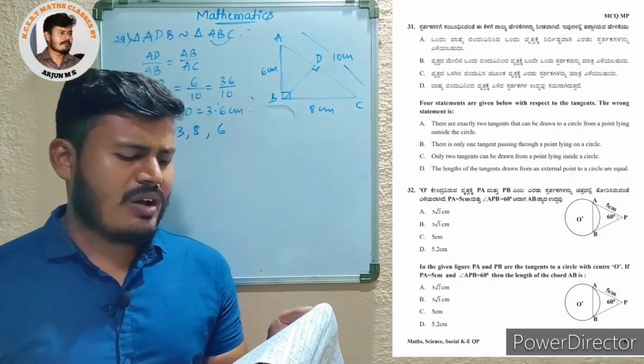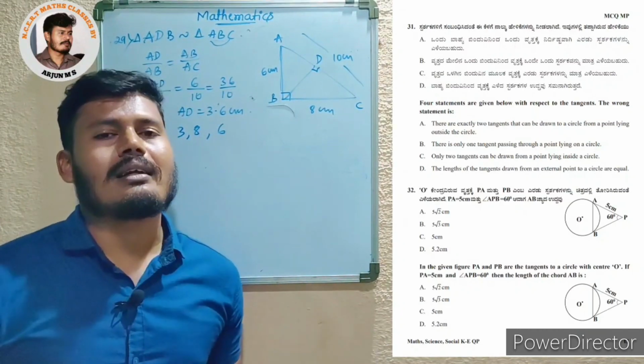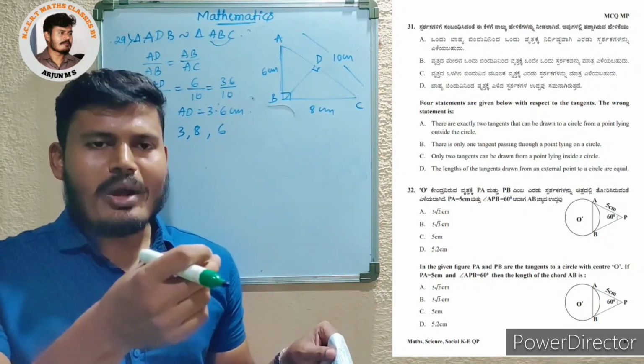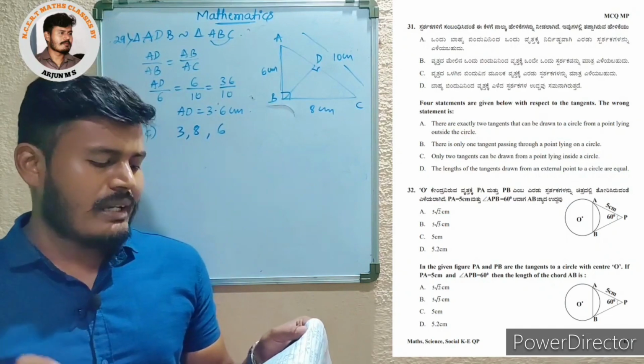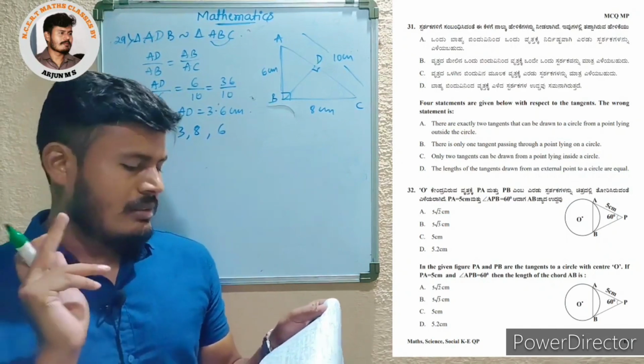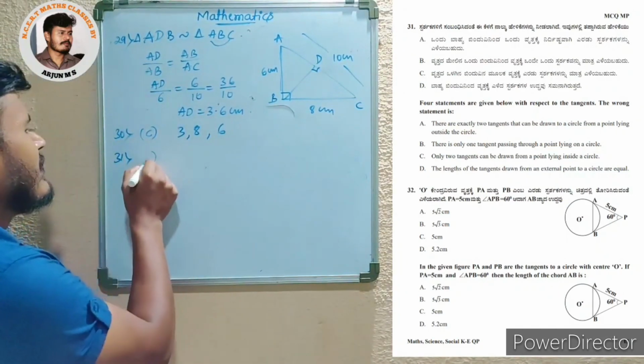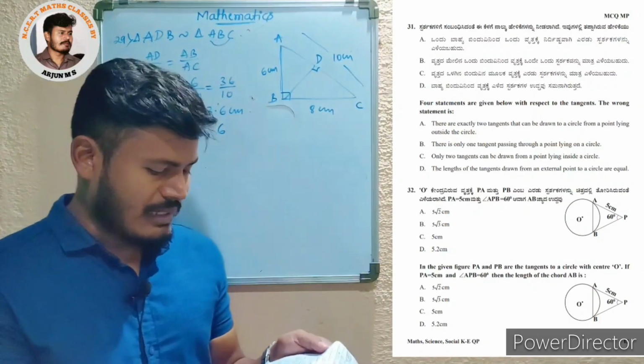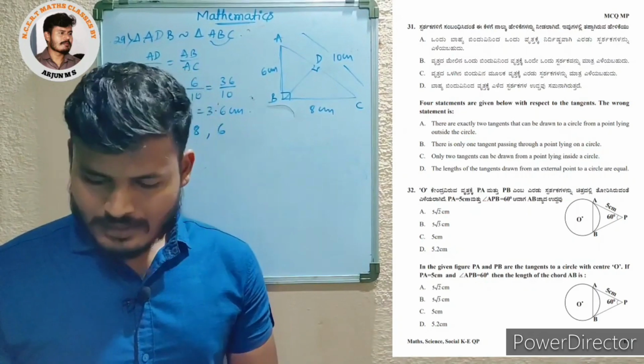Only two tangents can be drawn from a point lying inside a circle. No tangents can be drawn from a point lying inside the circle. That's why the third option is the wrong statement. So option C is the correct answer. So then we're moving on to 32nd.